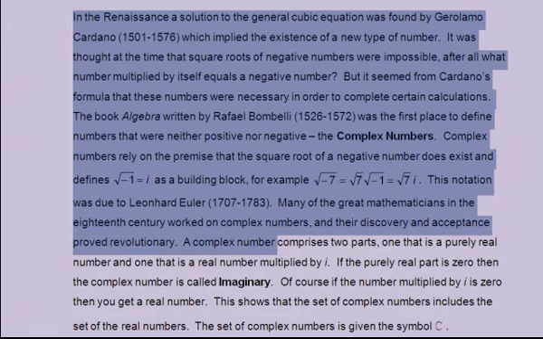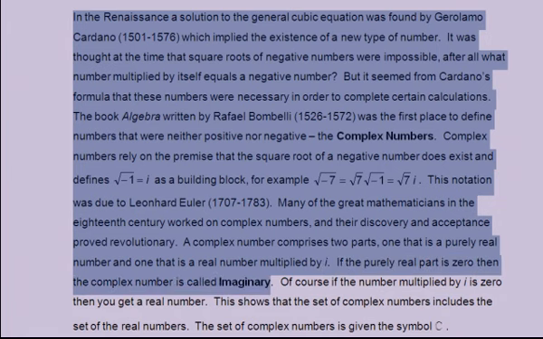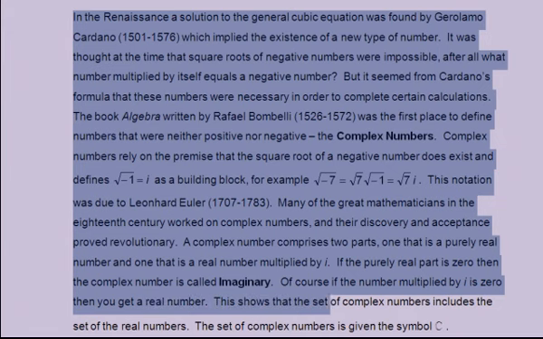A complex number comprises two parts, one that is a purely real number and one that is a real number multiplied by i. If the purely real part is 0, then the complex number is called imaginary. Of course, if the number multiplied by i is 0, then you get a real number. This shows that the set of complex numbers includes the set of real numbers. The set of complex numbers is given the symbol C.